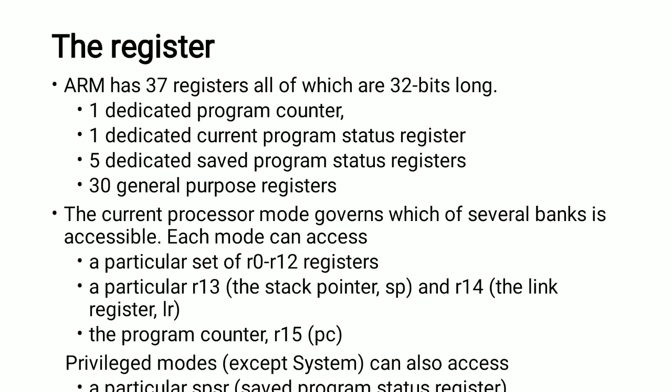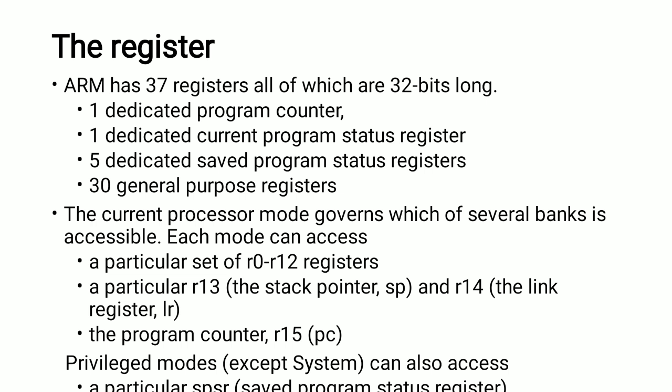The processor has 37 registers which are 32 bits long. One is the dedicated program counter, another is the dedicated current program status register, and 5 are dedicated saved program status registers. 30 are general purpose registers.